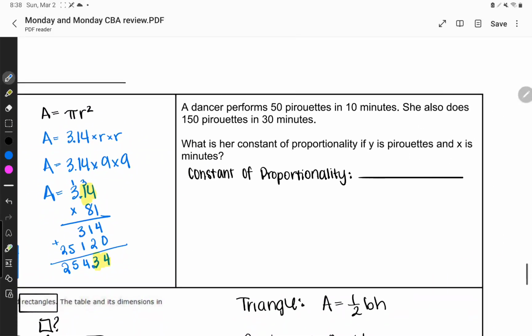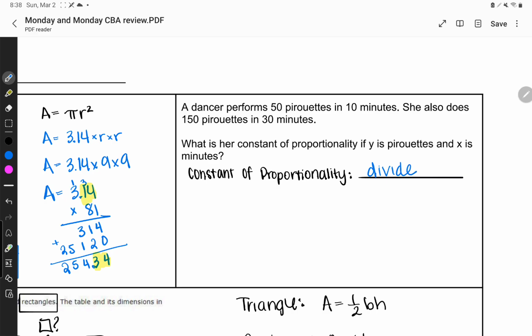This one right here says a dancer performs 50 pirouettes in 10 minutes. She also does 150 pirouettes in 30 minutes. What is her constant of proportionality if y is pirouettes and x is minutes? All right, remember, if we see the words constant of proportionality, what do we do? We divide.